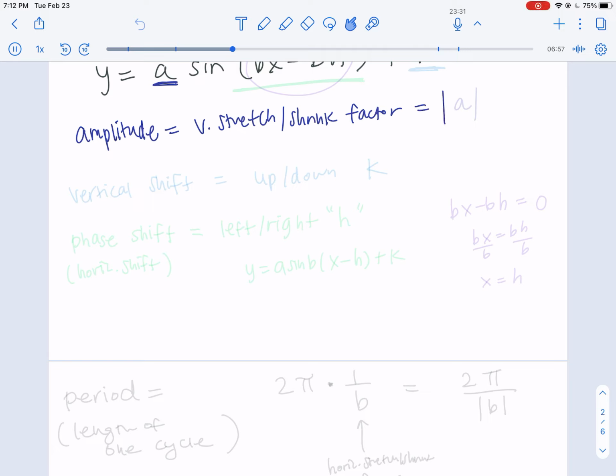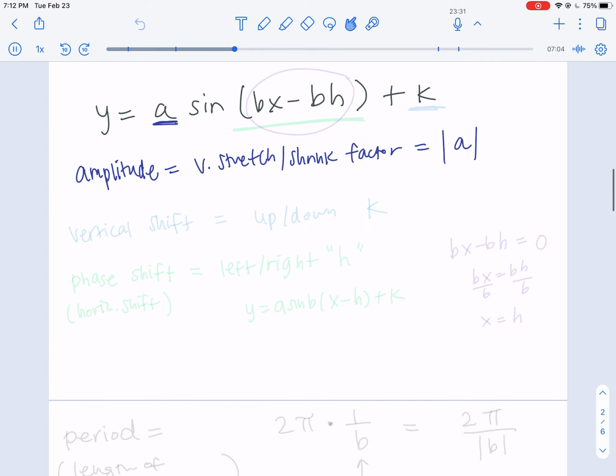But it's going to be the absolute value of A. Remember, the vertical stretch or shrink factor is a positive number. Like if it's 3, it's a vertical stretch by 3. If it's 1/2, it's a vertical shrink by 1/2. If there's a negative, it just means there's a reflection, right? So it's separate.